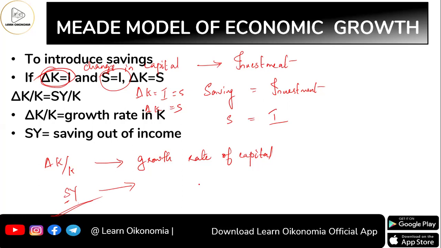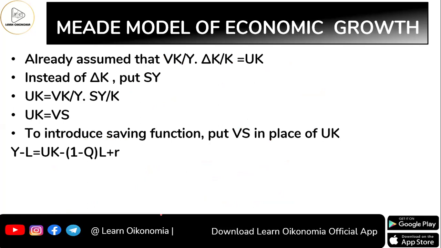Now the new equation is delta K divided by K is equal to Sy divided by K. This is a new equation. Now what happens? We have already assumed that Vk divided by y times delta k by k is equal to uk. So this is the already made assumption, right?